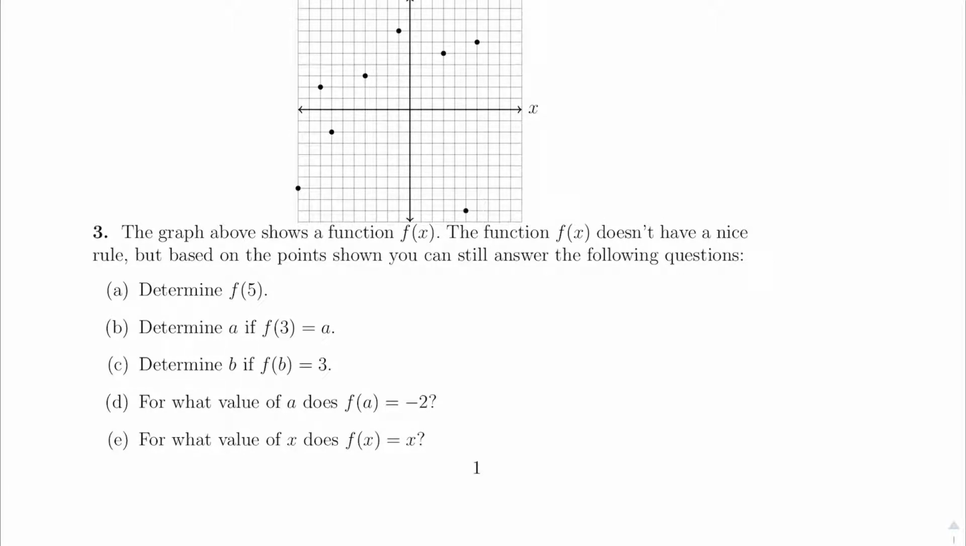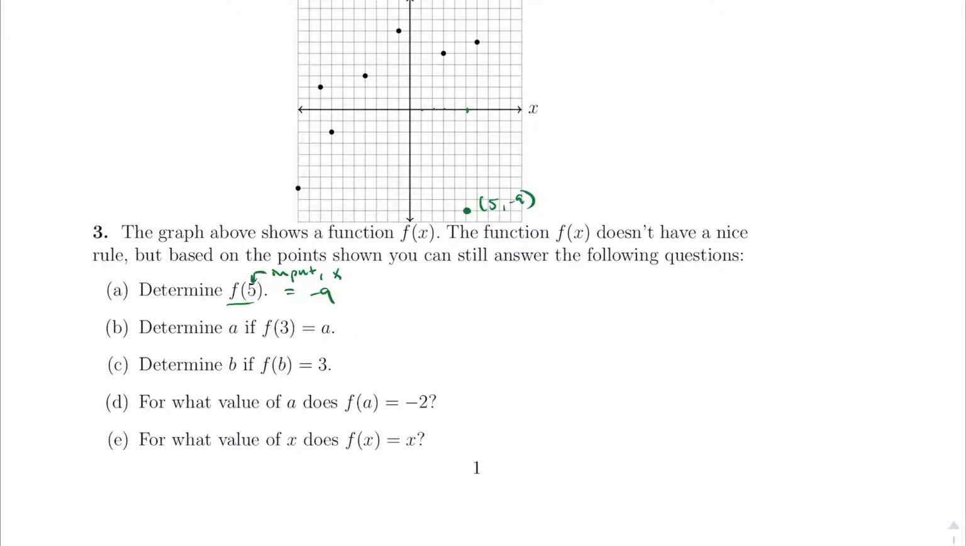For problem number 3, the graph above shows a function f of x. The function f of x doesn't have a nice rule, but based on the points shown, you can still answer the following questions. So determine f of 5. So we go to 5 as an input. That means it's going to be the x value of our coordinate pair. So we go 1, 2, 3, 4, 5 on the x-axis, and the point there is 5, negative 9. So this is negative 9.